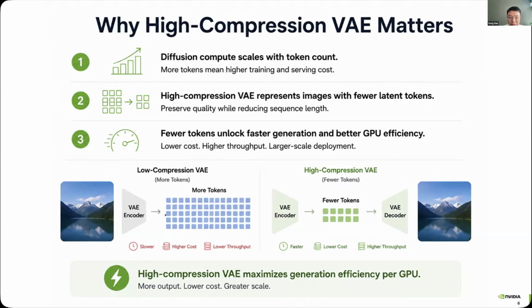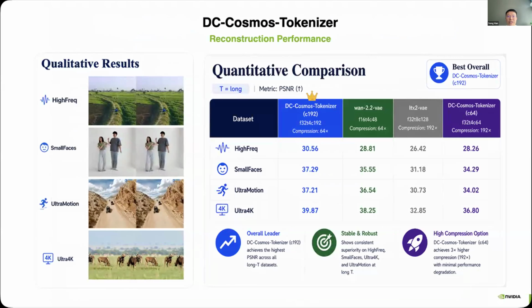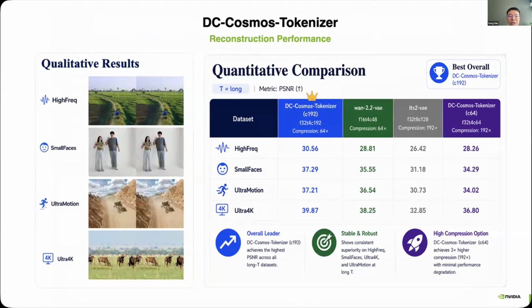So this is a quick overview of high compression ratio VAE. Previously, we encoded the image with a lot of tokens, which is slow and high cost. Now we want to enable high compression VAE to use fewer tokens, but still be able to fully recover the original image very well. Therefore, we built this project called DC Cosmos Tokenizer.